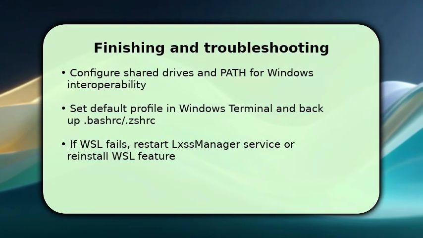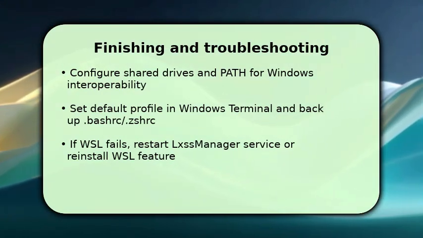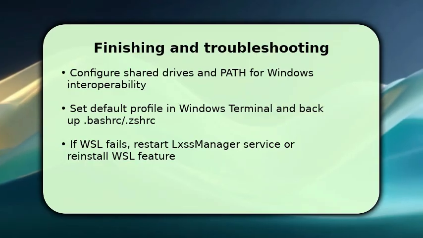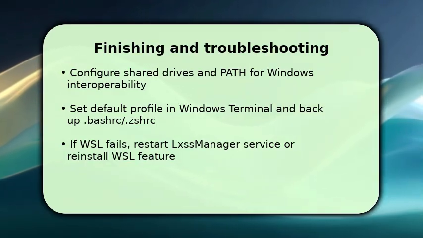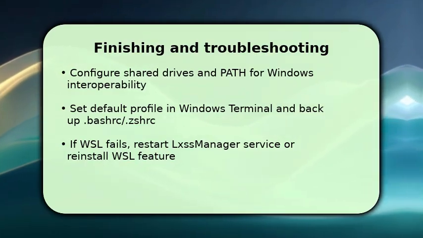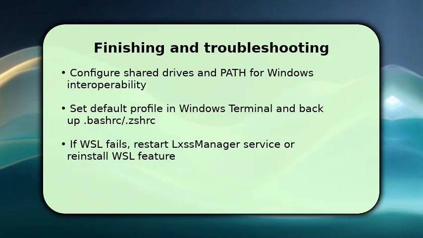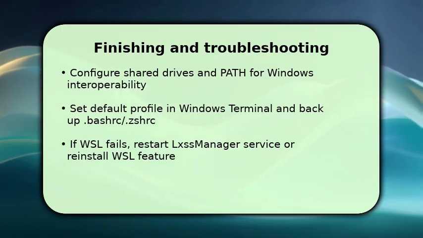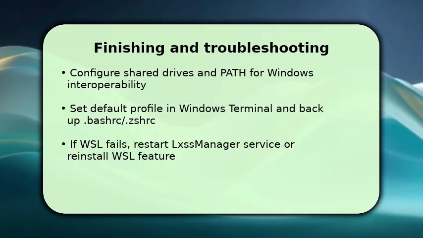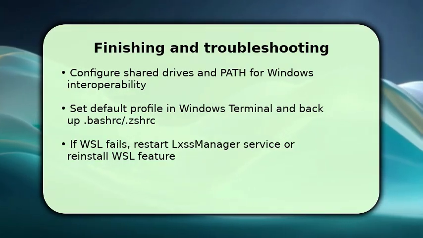To finish, mount and configure access to Windows drives and adjust your PATH so you can call Windows executables from Linux and vice versa. This enables cross-OS workflows. Customize your shell, .bashrc or .zshrc, and set Windows Terminal's default profile for quick access.